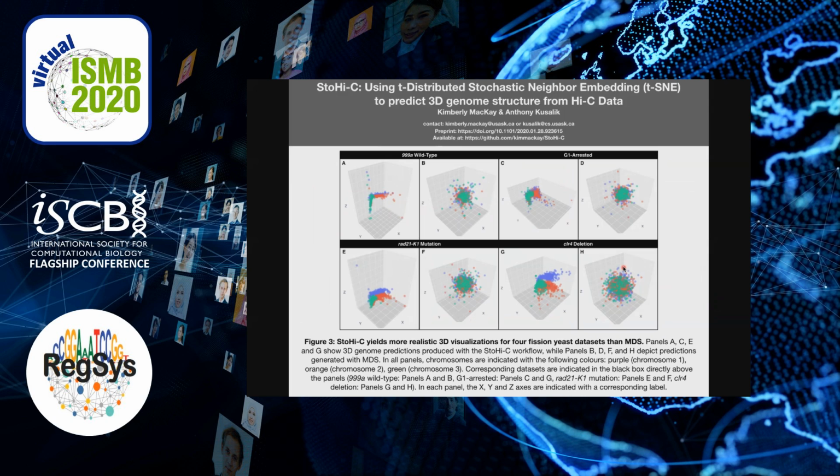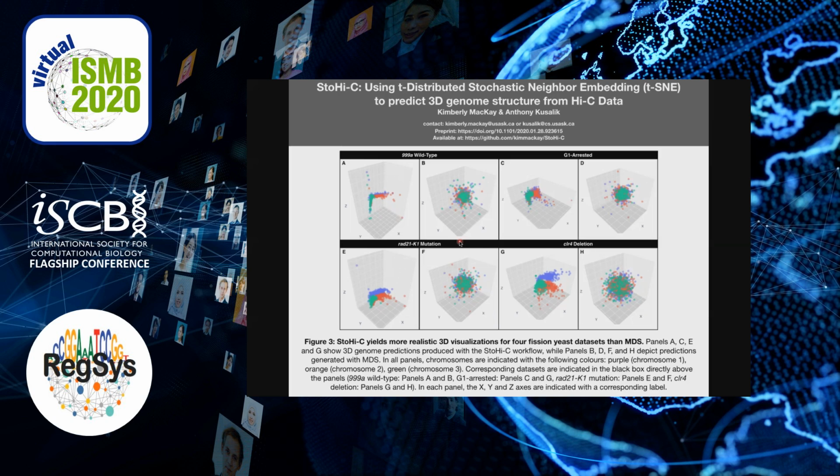What's really interesting is that these Hi-C data sets have been around for a long time, but none of the existing tools have been able to successfully predict 3D genome structure from them. The existing tools are very good at predicting 3D genome structure from things like human data or mice data, but this fission yeast data was still a bit elusive.